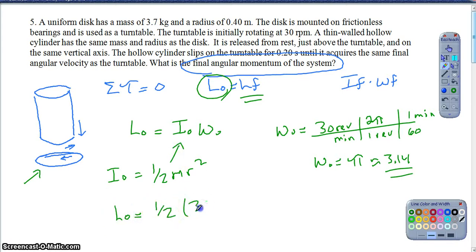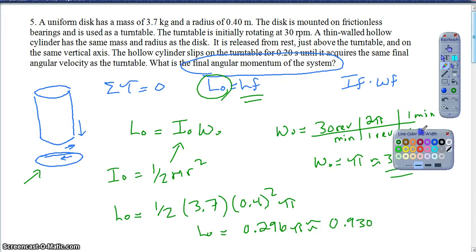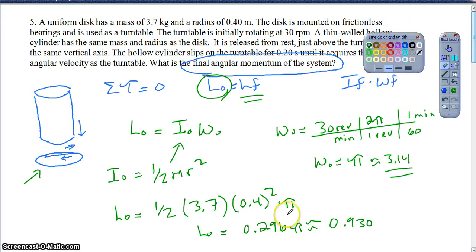So doing that, 1/2 times 3.7, the radius 0.4, which I need to square, and then times pi. As I calculate this number, I end up getting about 0.296 pi, or if you've rounded that off, about 0.930. And my units for angular momentum, what would they be?